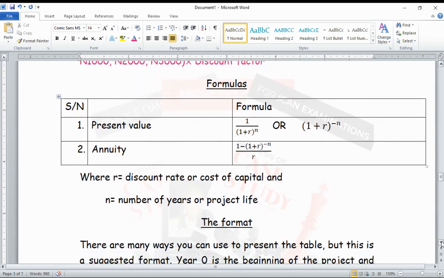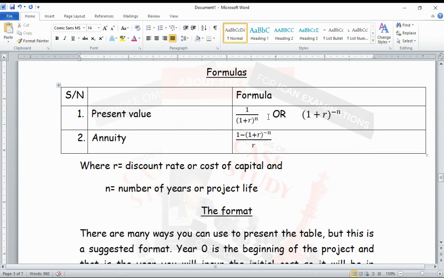Now look at the formula here. This is the formula for present value in this case. So you have one all over 1 plus r raised to power n. This also can be expressed as this. The annuity is 1 minus 1 plus r raised to power minus n, all over r.